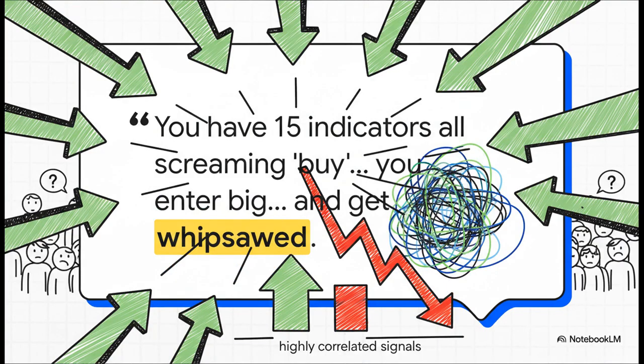You know the feeling, right? We have all been there. Everything looks perfect. Every single indicator on your screen is just flashing green. So you go in, you take a big position, you're feeling confident, and then bam, the market just rips against you, and you get totally whipsawed. It's a painful, painful scenario, and it's what happens when all your signals are basically telling you the same thing, creating this false sense of security.